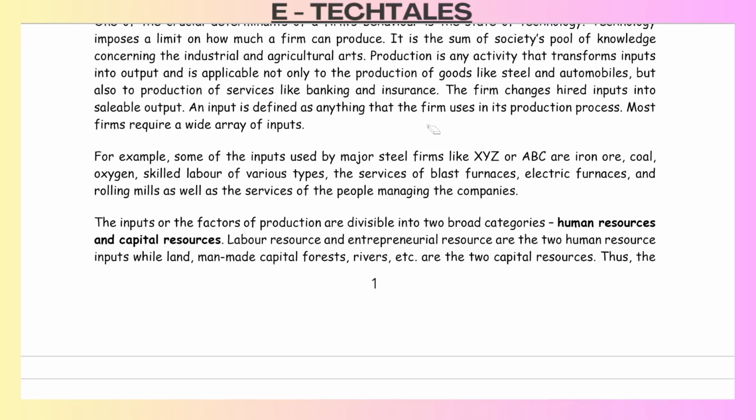Man-made assets in the sense of machineries, then infrastructural projects, etc.